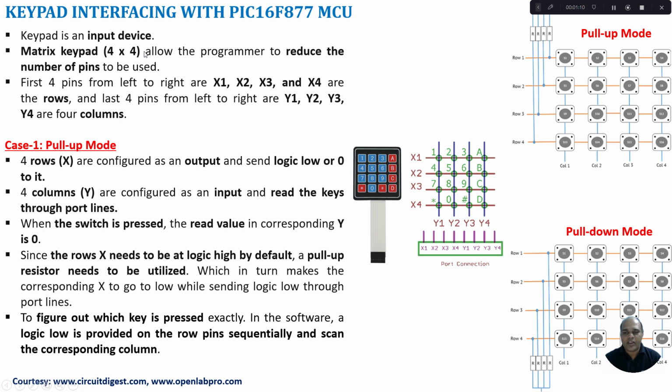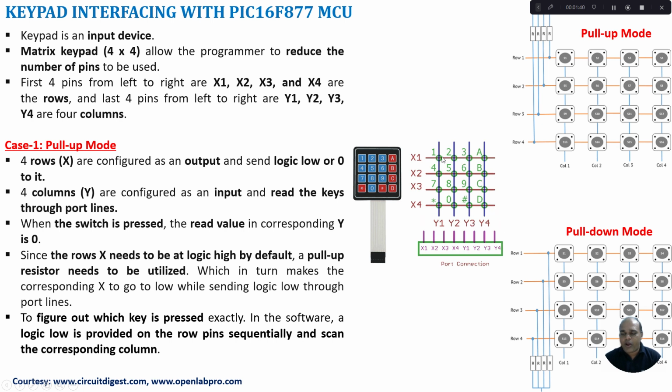We can reduce the number of pins from 16 to 8 by connecting the switches in a matrix fashion. That is the biggest advantage of having a matrix keypad. If I take this 4x4 keypad, it has 8 lines coming out of it. They are named X1, X2, X3, X4, which indicate the rows, and Y1, Y2, Y3, Y4, which indicate the columns.